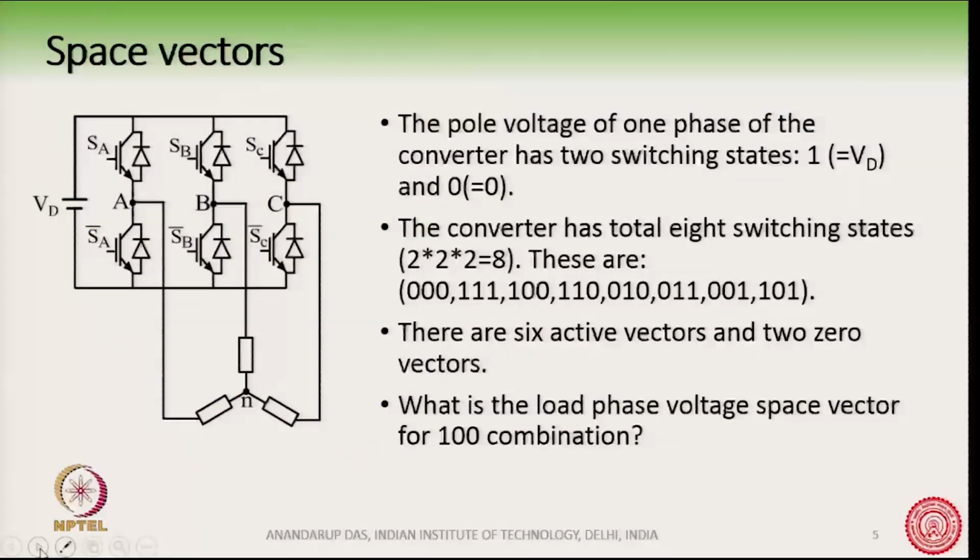Okay. Now, for a converter which is shown here, we can also have the space vector of pole voltages, space vector of line voltage, space vector of load voltage, and space vector of load current, etcetera. So, space vector can be any 3 phase variable.